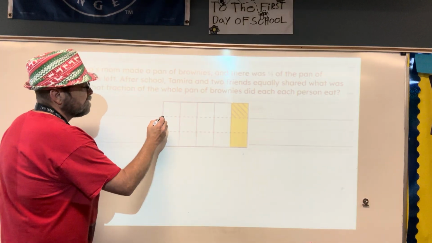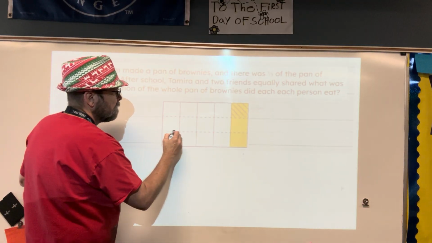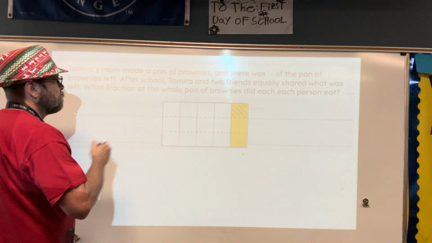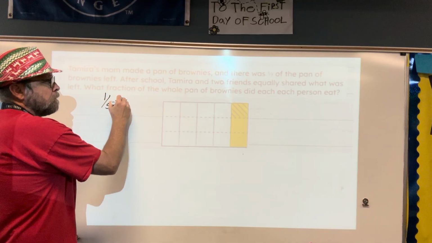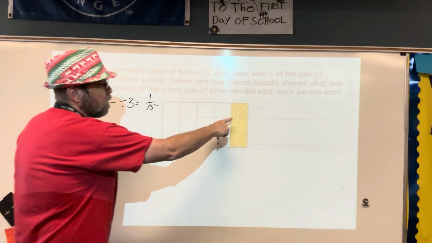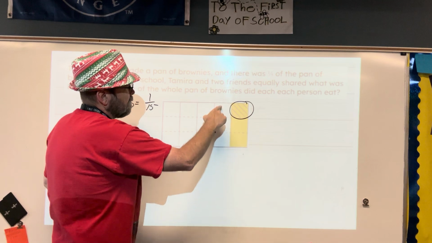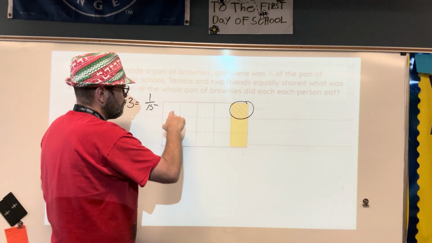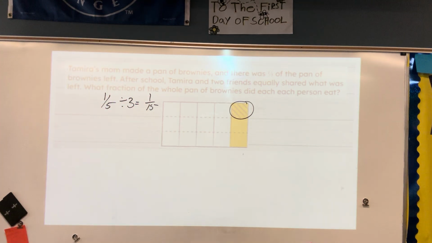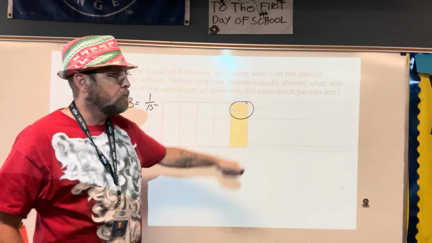So they divided this. We have our fifths, but they divided each of the fifths into 3 equal pieces. So we have 1/5. We divided it by 3, and we're going to get 1/15. Why? Because this is 1 out of 1, 2, 3, 4, 5, 6, 7, 8, 9, 10, 11, 12, 13, 14, 15. 1 out of the 15 pieces. So they get 1/15 of the pan of brownies.